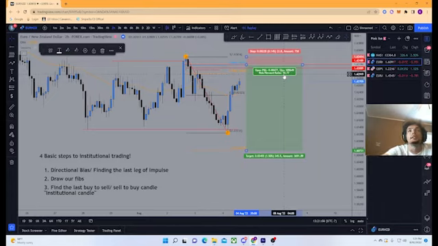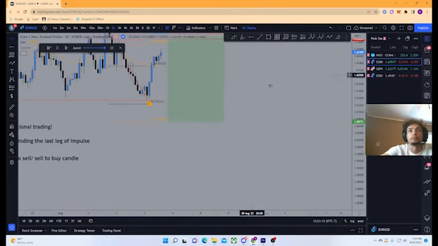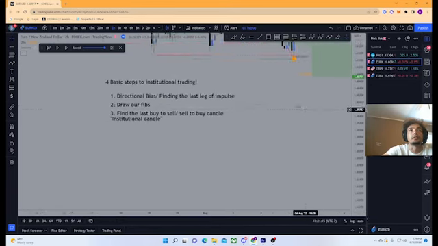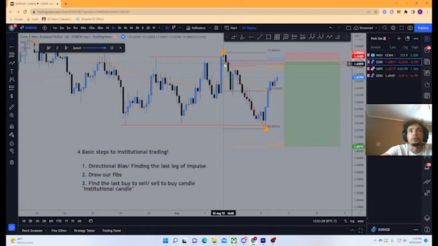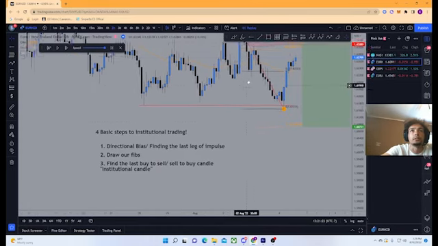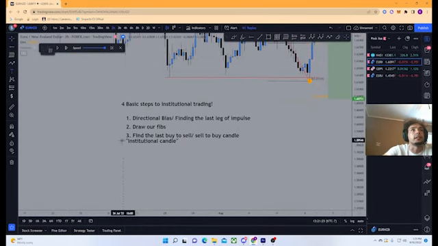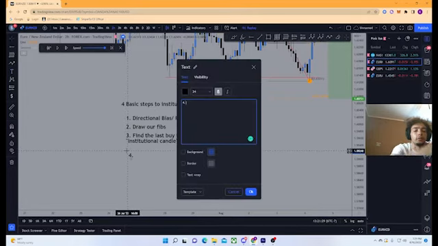Okay, when you focus on risk to reward, I'm going to break this down too right now. Let's actually go ahead, we found that institutional candle, this is that last buying pressure. Let's go ahead and get into step 4. Focus on risk to reward, seek and destroy price.